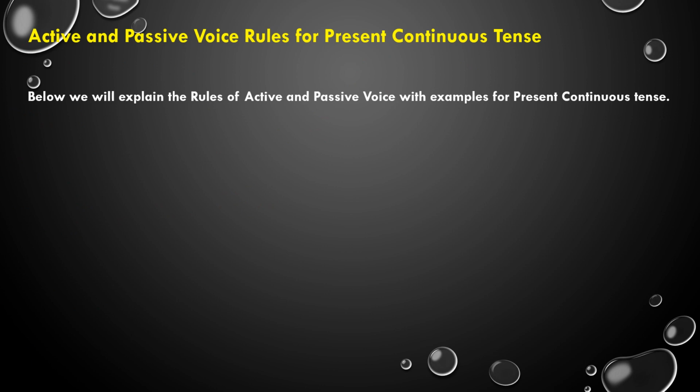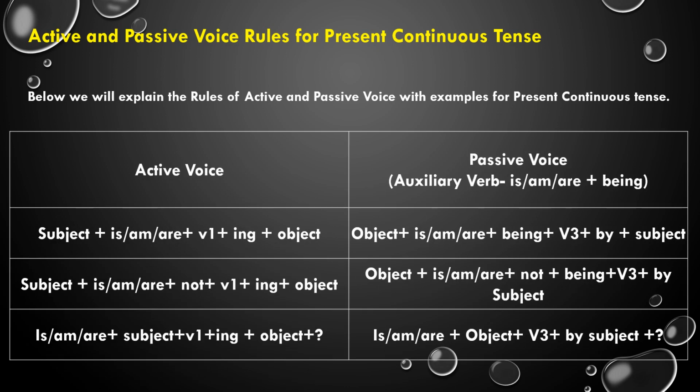Active and passive voice rules for the present continuous tense. Below are the rules and examples for active and passive voice in the present continuous tense. First, the auxiliary verb is, am, are plus being. Active: subject plus is, am, are plus V1-ing plus object. Passive voice: object plus is, am, are plus being plus V3 by subject. For negatives, subject plus is, am, are plus not plus V1-ing plus object becomes object plus is, am, are plus not plus being plus V3 by subject.